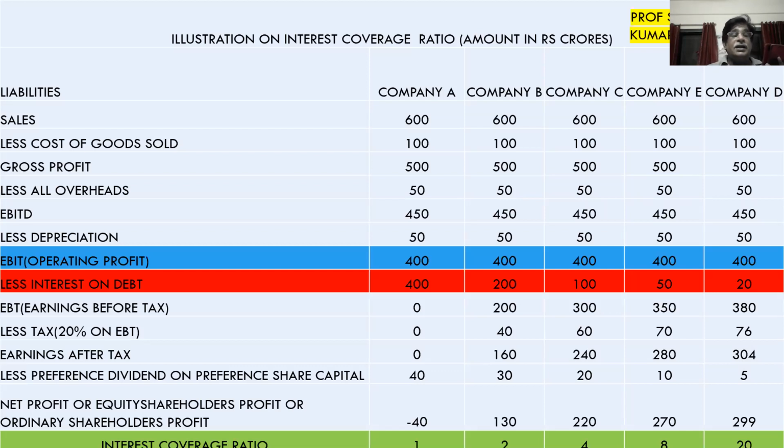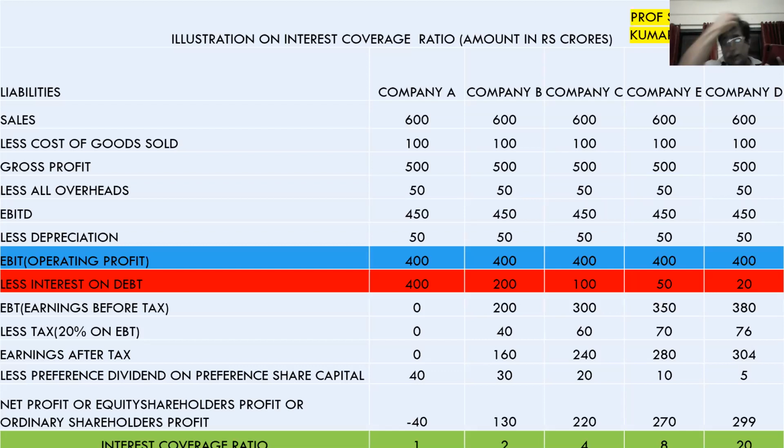Please remember, this is a small example for demonstration purposes, not a real company's example. Now the interest they have to pay is 400 crores. So what is the interest coverage ratio? As I told you, it is the ratio of earnings, operating profit, to interest. I have deliberately marked blue and red. So 400 crores divided by 400 crores is 1. It means your ability is only to the extent of 1.